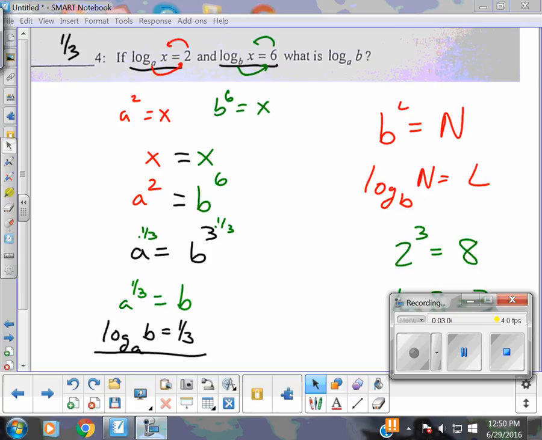Again, junior, senior problem, a little bit harder. Takes some more knowledge. Keep practicing.